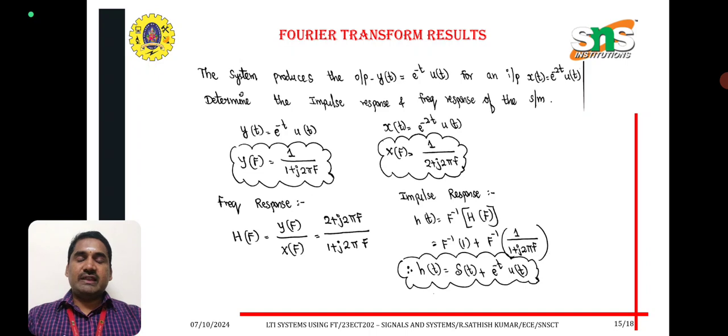Therefore, H(f) is equal to Y(f) divided by X(f), which is (2 plus j2πf) divided by (1 plus j2πf). How to find the impulse response? h(t) is equal to the Fourier inverse of H(f). Therefore, taking the Fourier inverse of the above function, we can get h(t) is equal to δ(t) plus e power minus t into u(t).